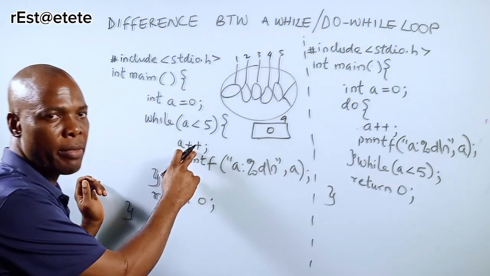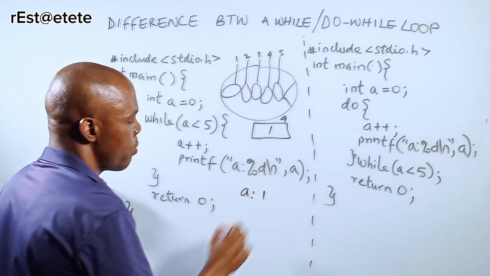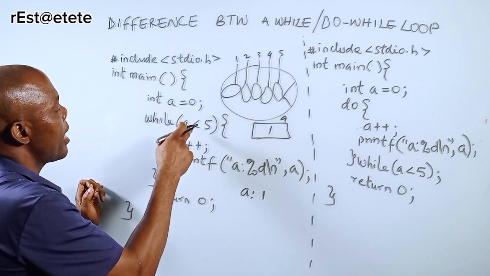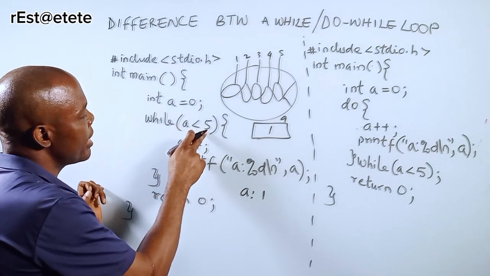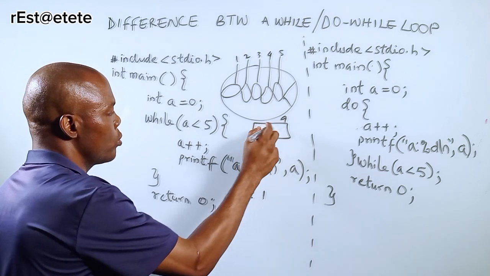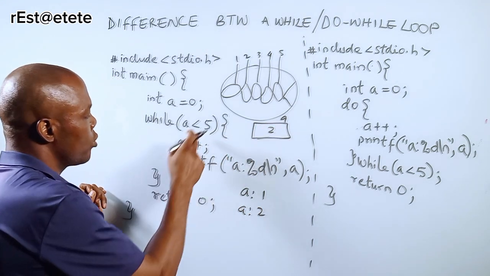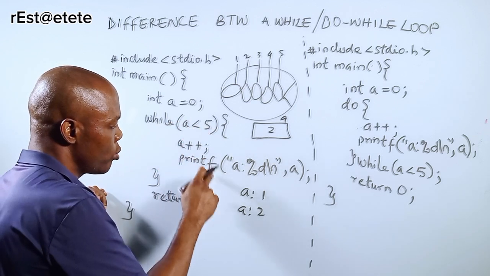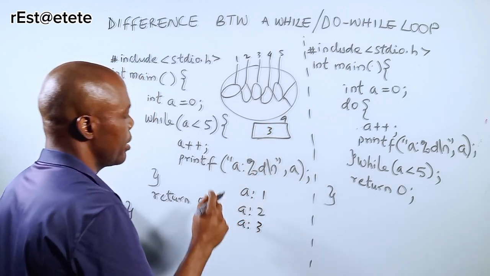It will go in, it will increment A to 1. Then it will print out A, 1. Then it will go back again and check the condition. 1 is less than 5. That is true. It will come in, it will increment it to 2. Then it will print out A, 2. Then it will go back again and check. 2 is less than 5. That is true. It will go in, it will increment to 3. Then it will print out A, 3.